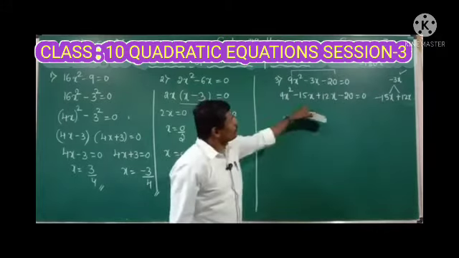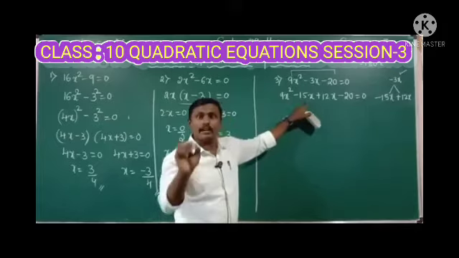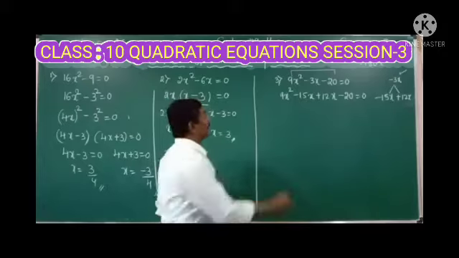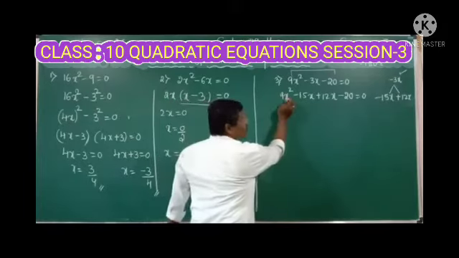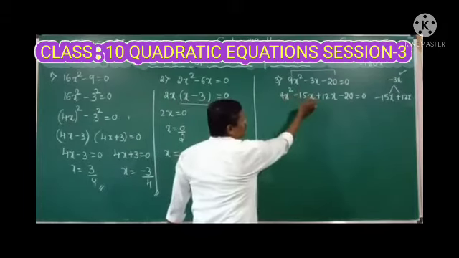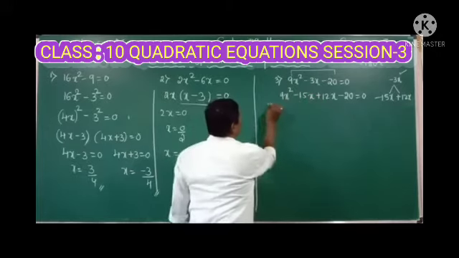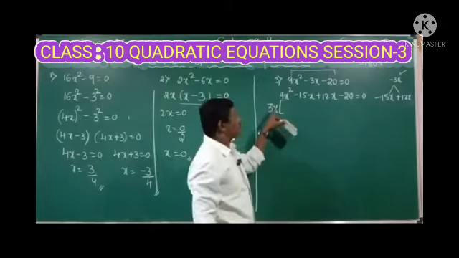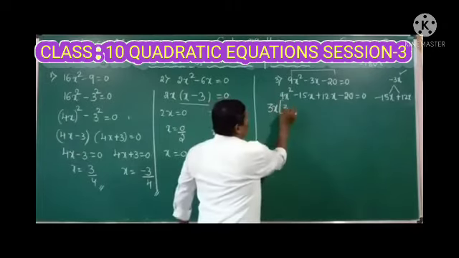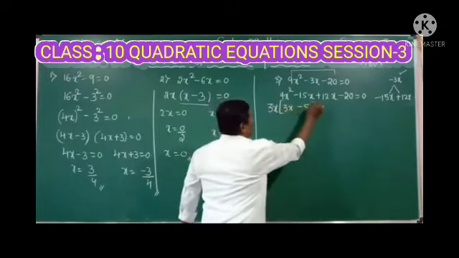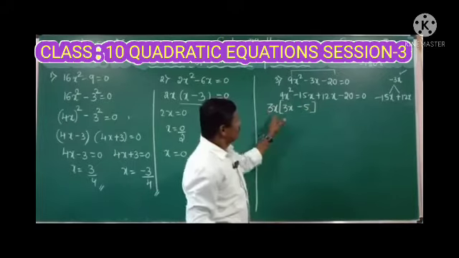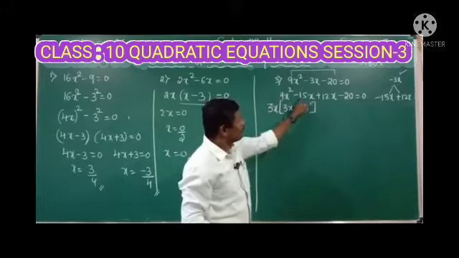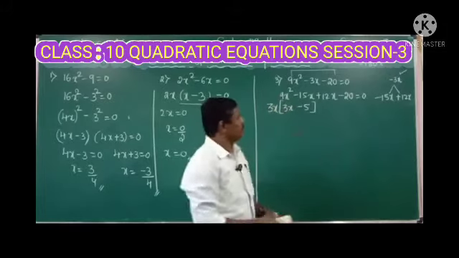In the first two terms, 9 and 15 are multiples of 3, so we can take 3 as a common term. In the first one x square is there, and in the second term x is there, so we can take 3x as common. Once I take 3x as common, we get 3x minus 5. 3 into 3 is 9, x into x is x square, 3 5s are 15, x as it is.